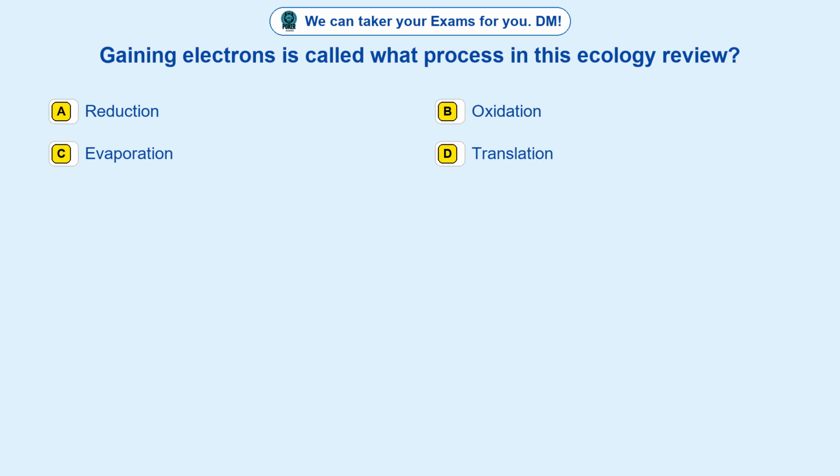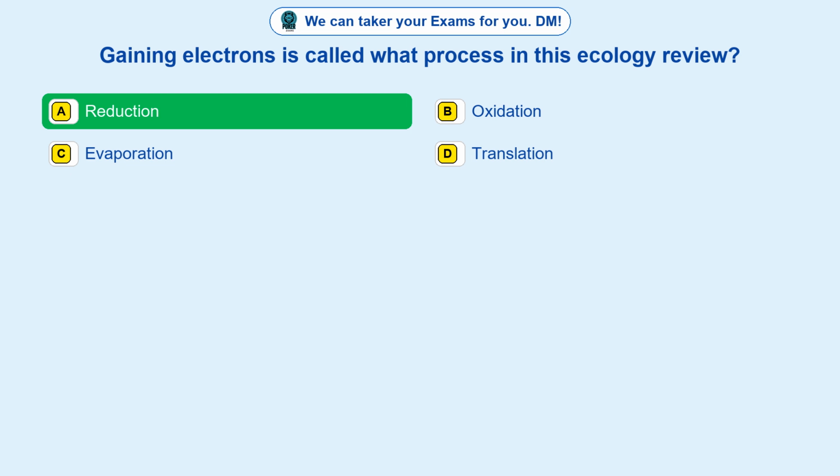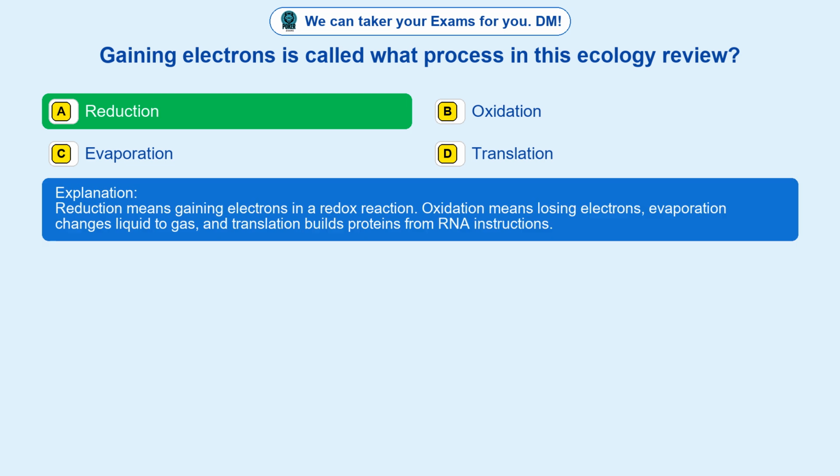Question 44. Gaining electrons is called what process in this ecology review? Option A, reduction. Option B, oxidation. Option C, evaporation. Option D, translation. The correct answer is option A, reduction. Reduction means gaining electrons in a redox reaction. Oxidation means losing electrons, evaporation changes liquid to gas, and translation builds proteins from RNA instructions.